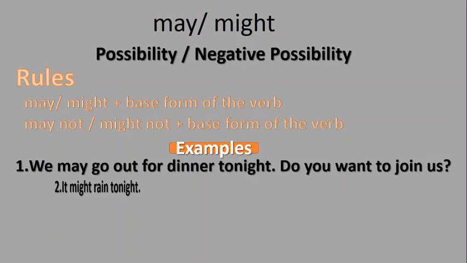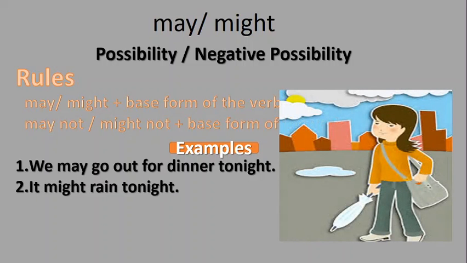Look at sentence number 2. It might rain tonight. It is possible it rains tonight. That is why you see that child or that woman going out with an umbrella. Should she be caught in the rain, she will shelter in until she gets to a bigger shelter to stay away from the rain.